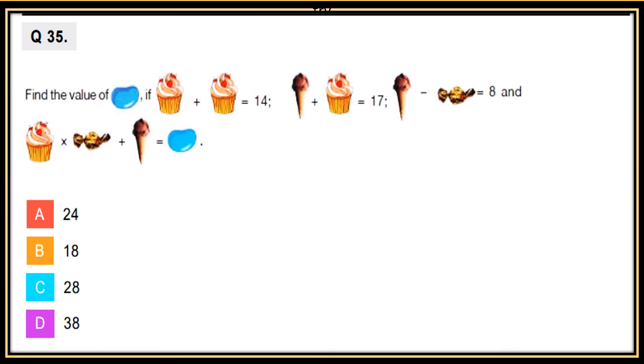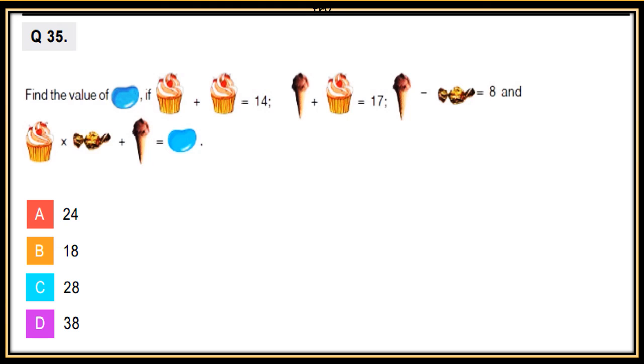Find the value of blue candy if cupcake plus cupcake is 14, cone plus cupcake is 17, cone minus chocolate is 8. So these are three questions. Then for this, cupcake into chocolate plus ice cream equals to blue candy. Now you have to find the value of blue candy.